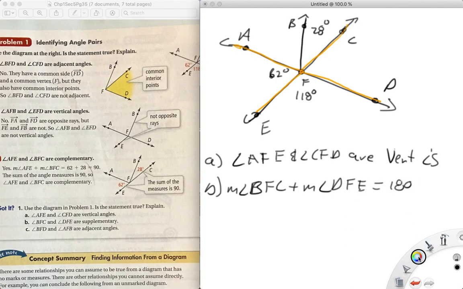Well, let's see if that's true. BFC is 28 degrees. And DFC is 118. And does that equal 180? Well, let's find out. 28 plus 118. That's what?